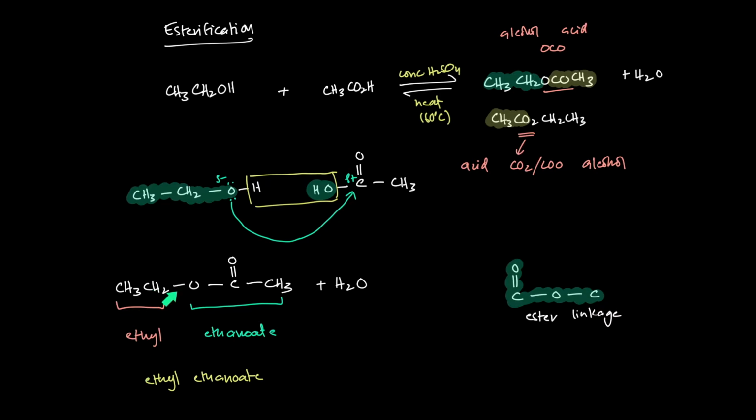So over here, we had a 2-carbon alcohol. That's why it's ethyl, and we had a 2-carbon acid, so it is ethanoate. So if I asked you what your initial reactants were, you would have ethanol and ethanoic acid: a 2-carbon alcohol and a 2-carbon acid. So this is the naming convention for esters.